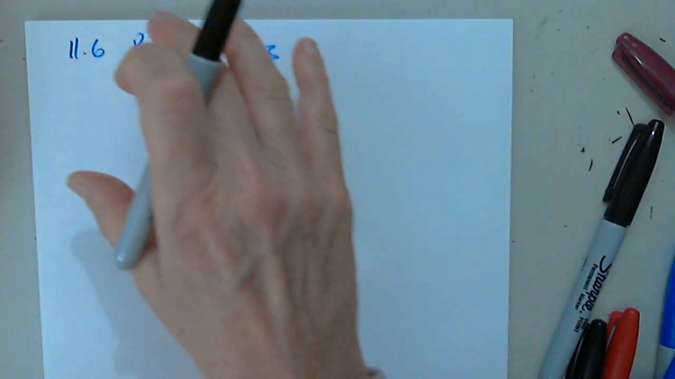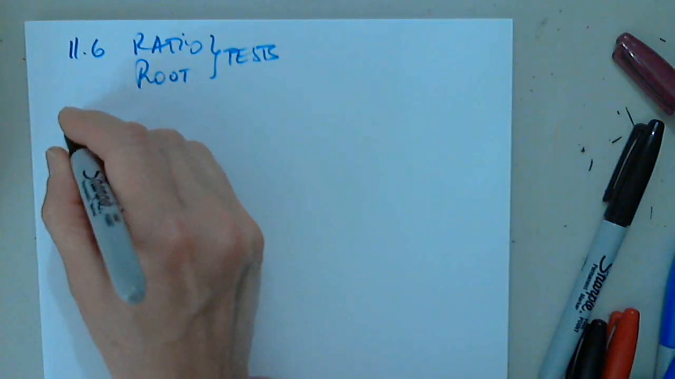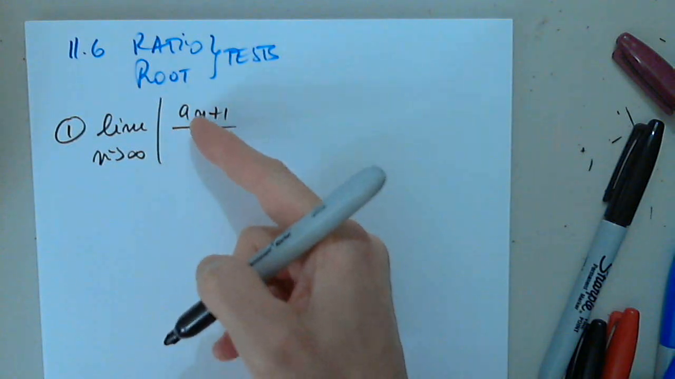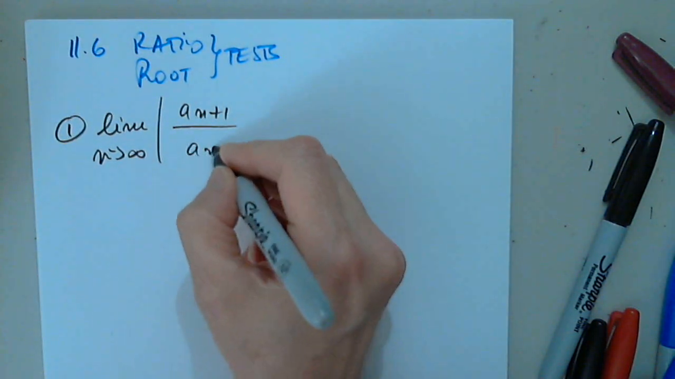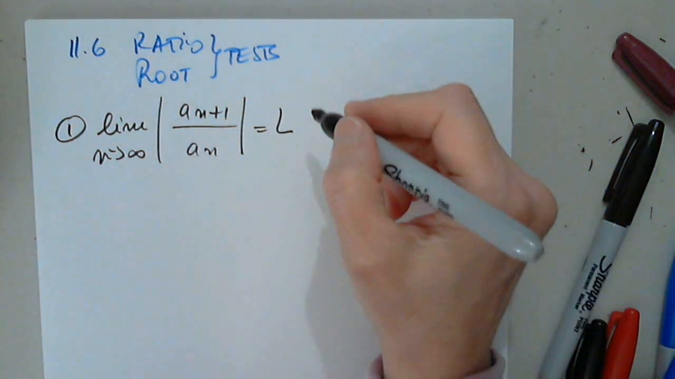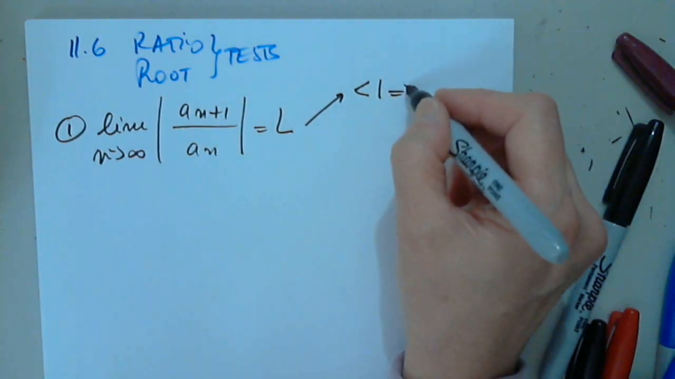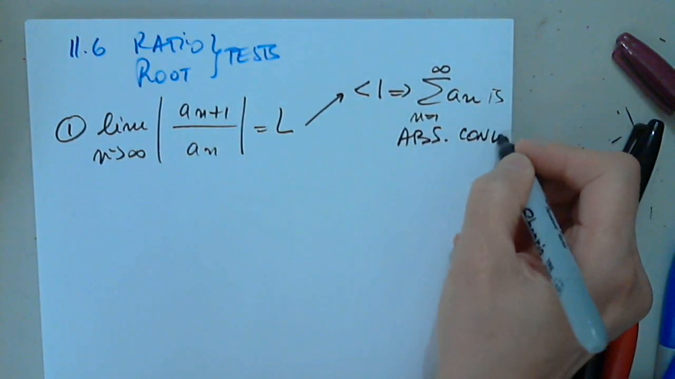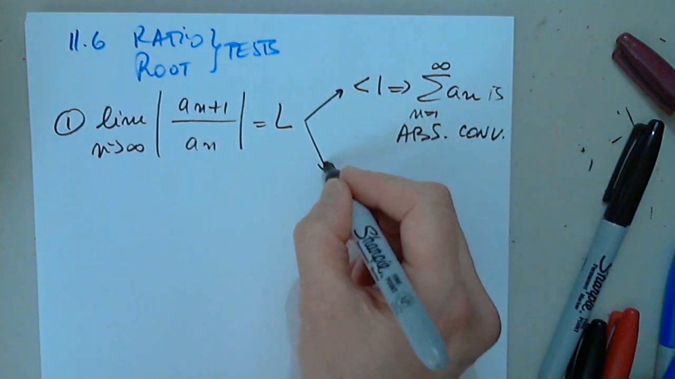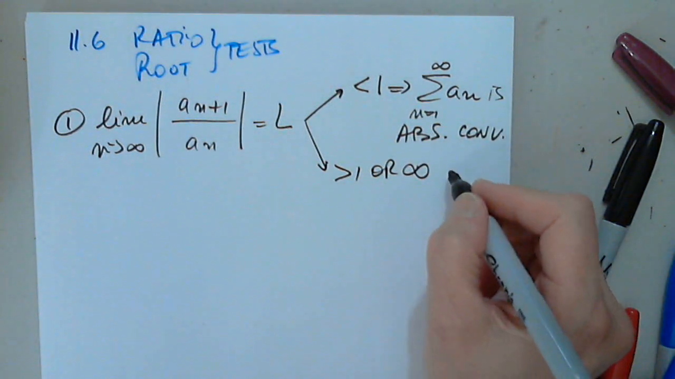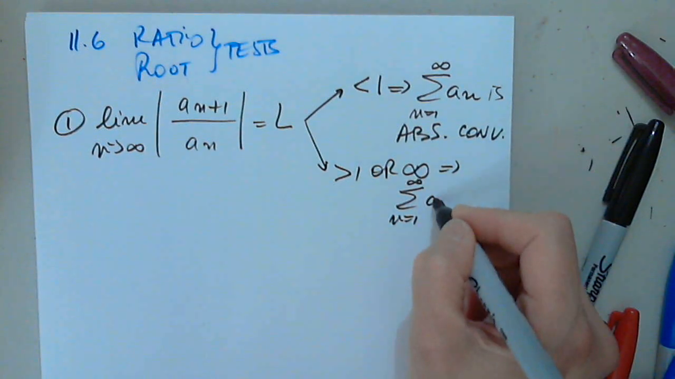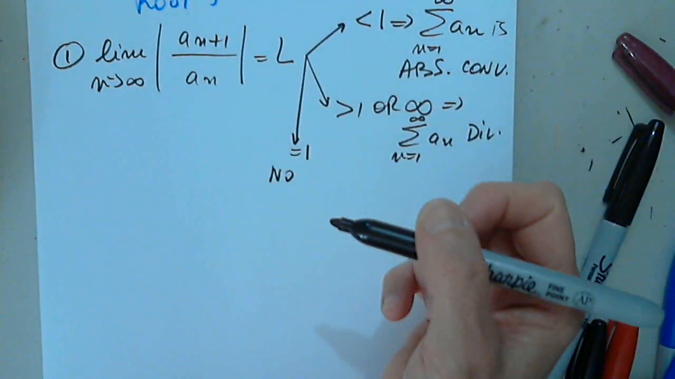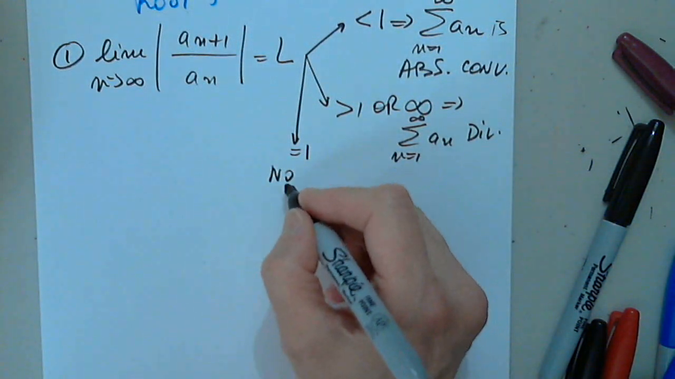Hello again. The last two tests, the ratio and the root tests, here we go. The limit as n approaches infinity of the absolute value of a sub n plus 1 over a sub n is a limit L. If this is less than 1, then the series is absolutely convergent. If L is greater than 1 or infinity, the series is divergent. And if it happens to be equal to 1, no conclusion. The test is inconclusive. The ratio test, no conclusion.